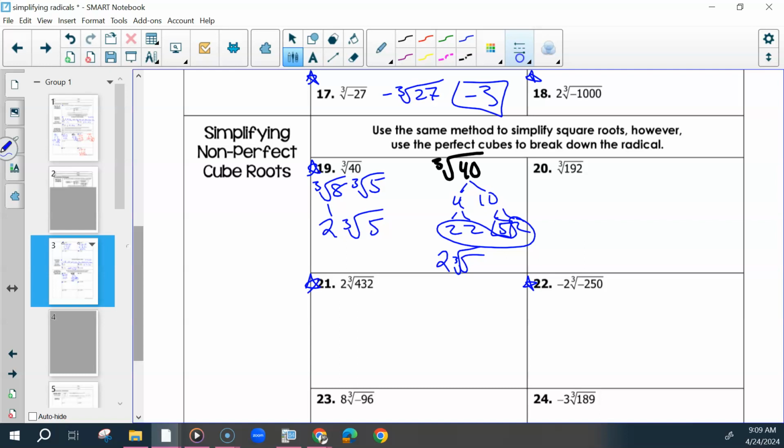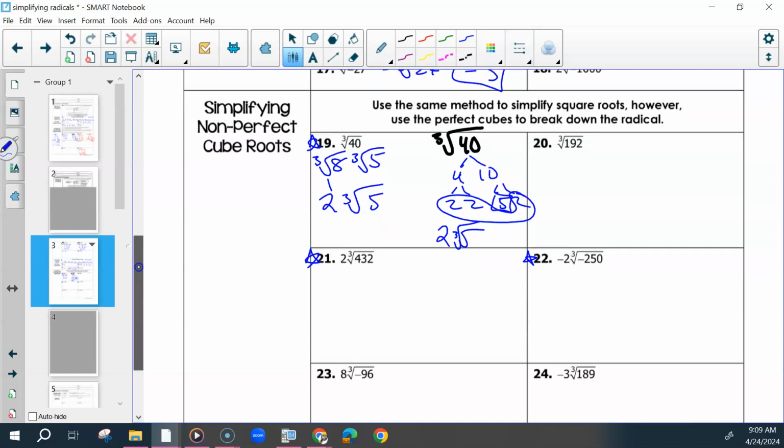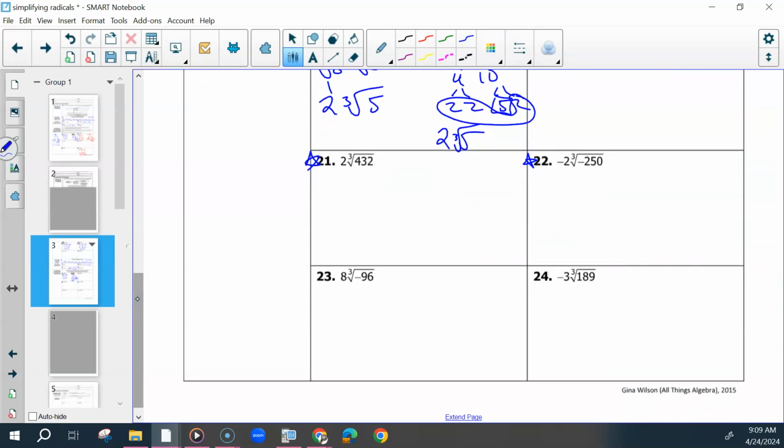Questions on that? We'll do both methods one more time. For number 21, for the perfect cube, find the highest perfect cube that goes into 432 that we could divide it by. 216. Okay, 216 and 2. The cube root of 216 is 6. So then if I multiply those, my final answer is 12 times the cube root of 2.